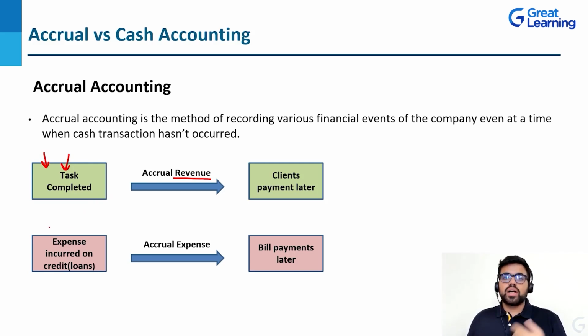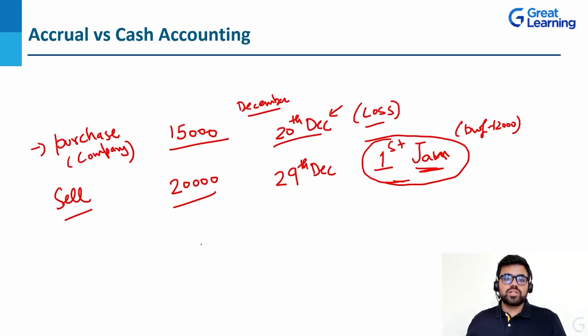Similarly, when you buy your raw materials, on the day when you have made that purchase, it will be marked in the expense account. The bills for those raw materials can be paid later. In the previous example, what we noticed in cash accounting was that on 20th December you purchased the phone from the manufacturing company and sold it on 29th December, with the payment by the customer being done on 1st January. So 1st January was noted down, right?